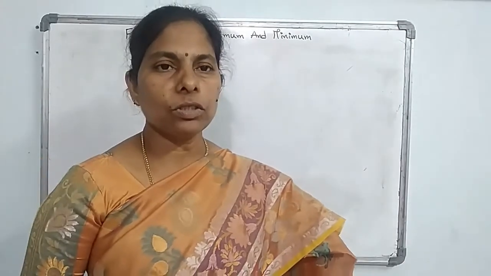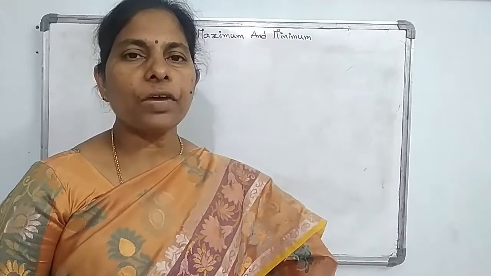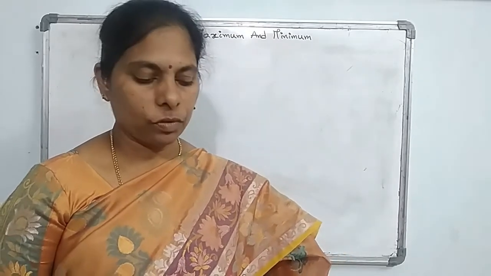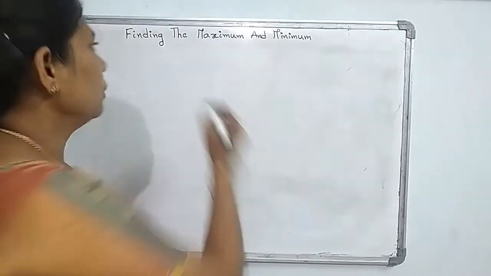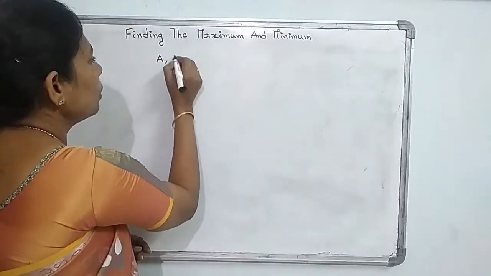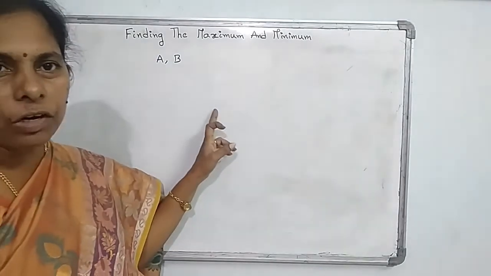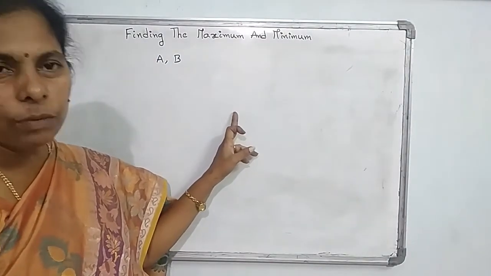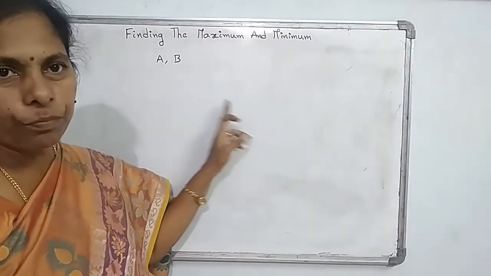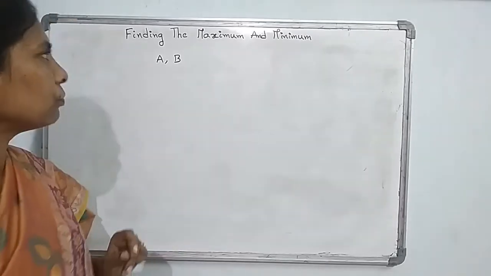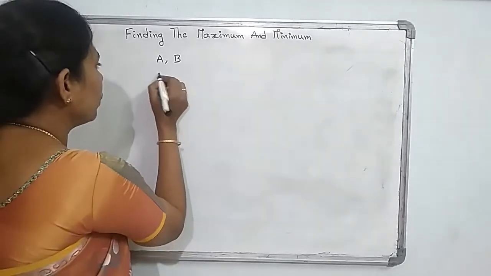If we want to do this, suppose we have only two elements, A and B. Within the two elements, if you want to find out which one is the maximum element and which one is the minimum element, there is only one condition.